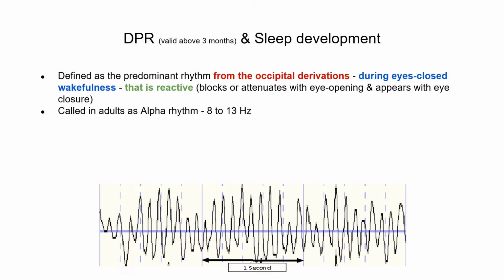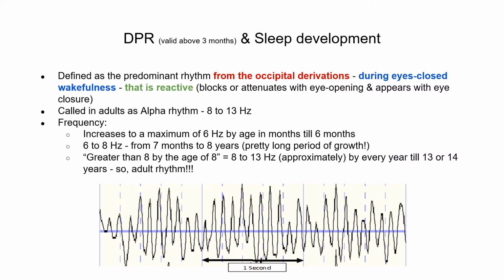However, there is a maturity in each phase of life. It increases to a maximum of 6 Hz by the age of 6 months, 6 to 8 Hz from 7 months to 8 years, and after 8 it is greater than 8. This is the model which has been described in the picture of an alpha rhythm.